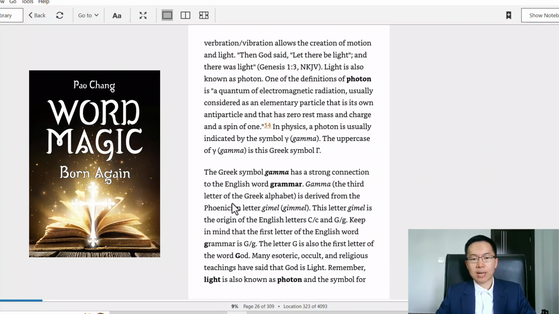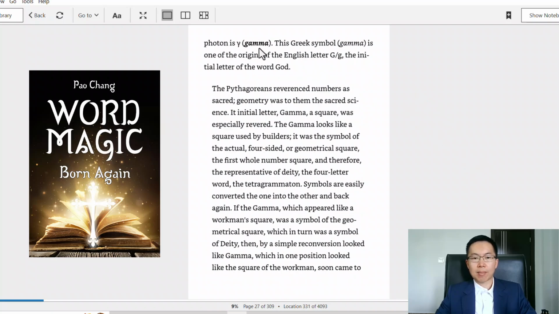Gamma, the third letter of the Greek alphabet, is derived from the Phoenician letter Gimel. This letter Gimel is the origin of the English letters C and G. Keep in mind that the first letter of the English word grammar is G. The letter G is also the first letter of the word God. Many esoteric, occult, and religious teachings have said that God is light. Remember, light is also known as photon, and the symbol for photon is gamma.